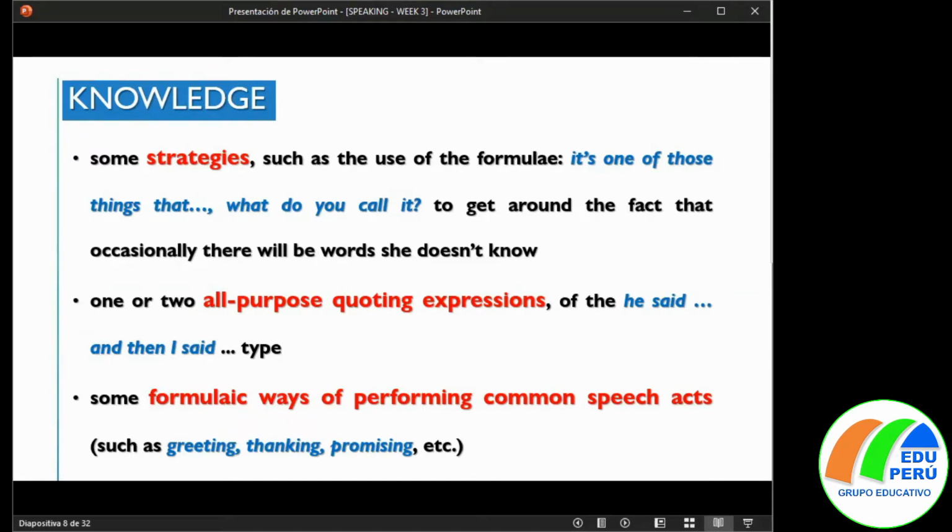So notice, here you have to manage some expressions or formulaic ways of performing different purposes of communication, or speech acts, or functions. Remember, when you work with English books, at the beginning we have the grammar, we have the vocabulary, we have the skills, and then we have functions, because these are the purposes of communication. No? Now, let's continue.